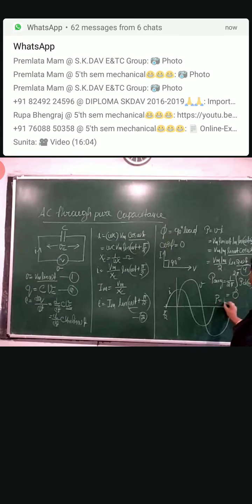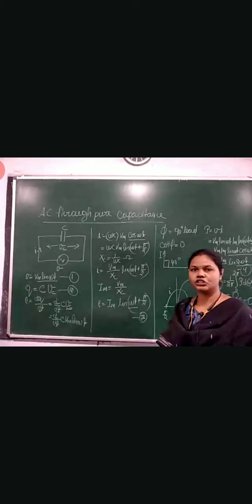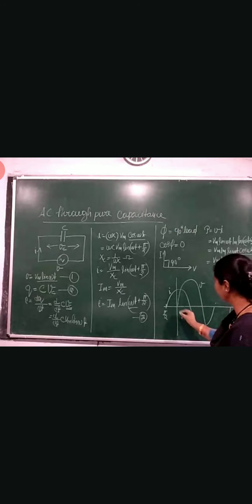Or you may calculate the value of power. The value of power is VI cos phi, where phi is 90 degree. So you already know cos phi is 0, so it is 0. So here students, after completion of this topic, you are very clear that in case of pure capacitance, the average power consumed is 0.